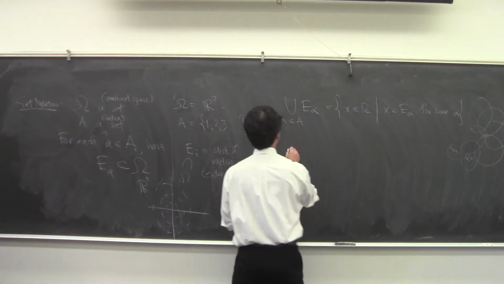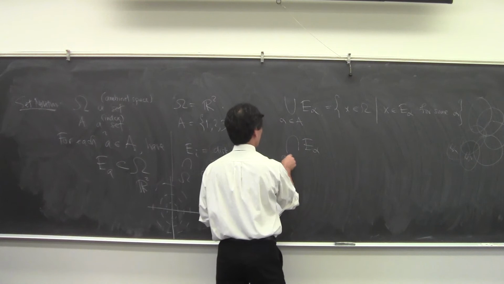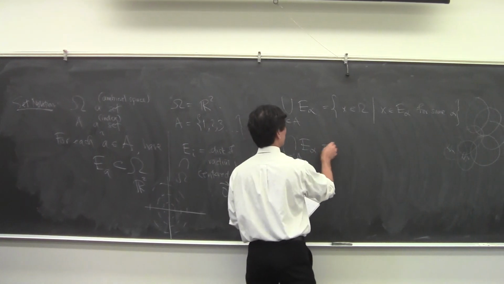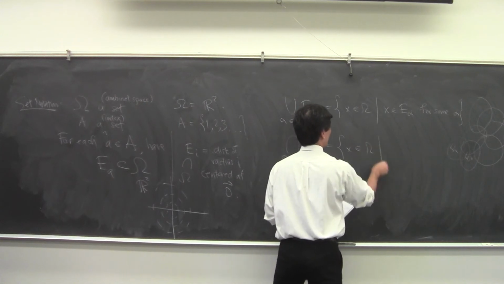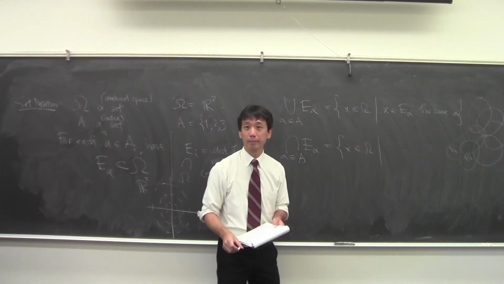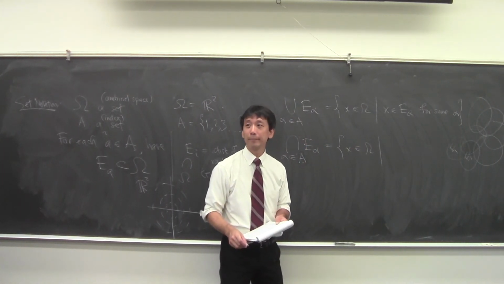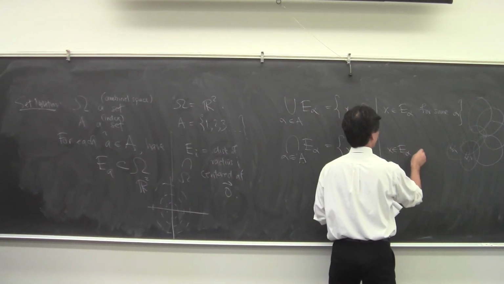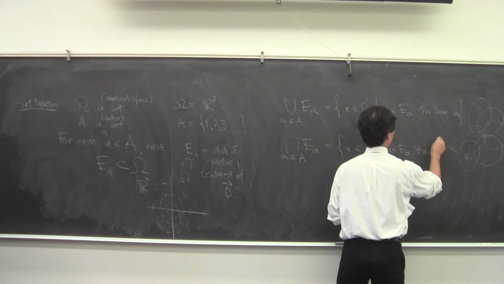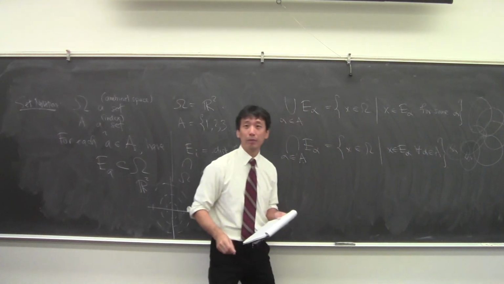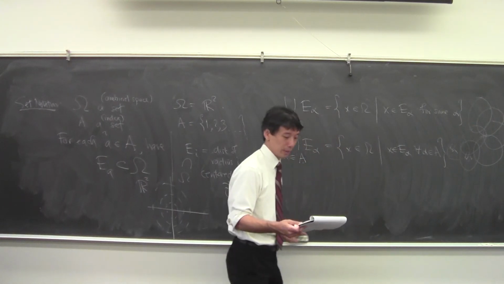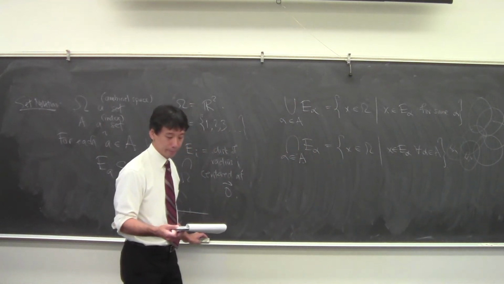The intersection, of course, is the set of x in omega such that x lies in every E sub alpha, for all alpha. So you have to lie in all of the E sub alphas.